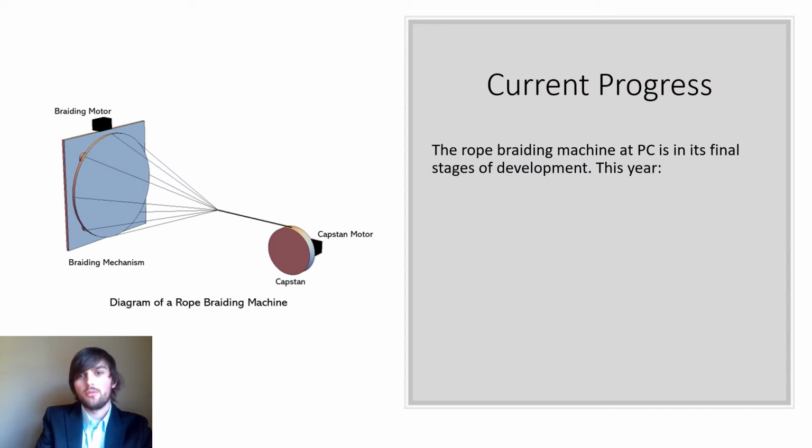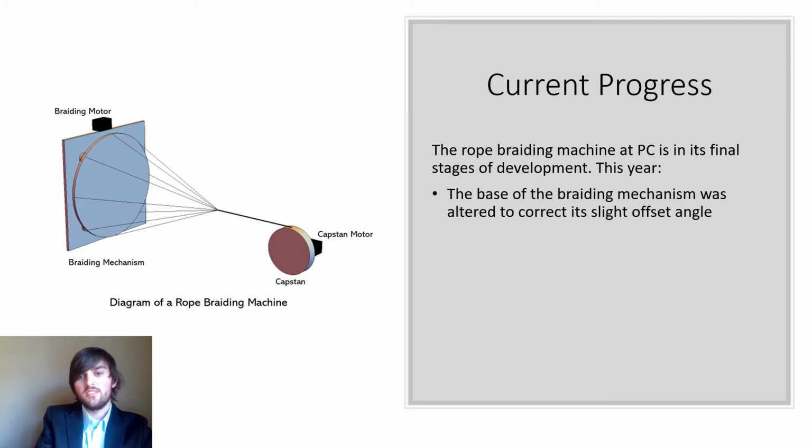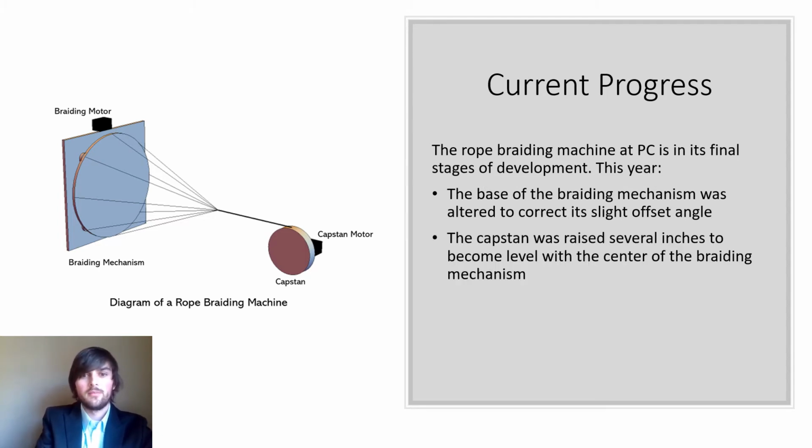Right now, we're almost done with the braiding machine. It's in its final stages of development. I'm going to talk about some of the things which I did this year in order to get it closer to being done, and I'm going to list them on this slide and then talk about them in more detail on the slides following. So first, the base of the braiding mechanism was altered to correct its slight offset angle.